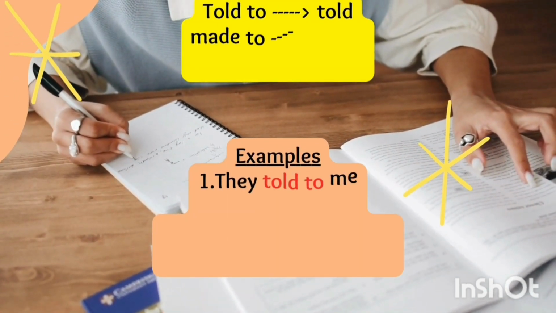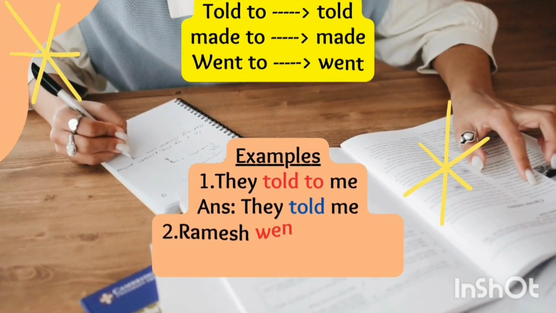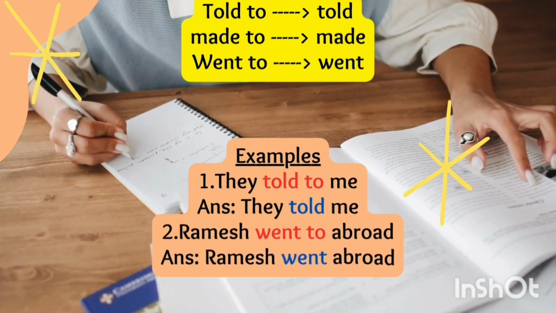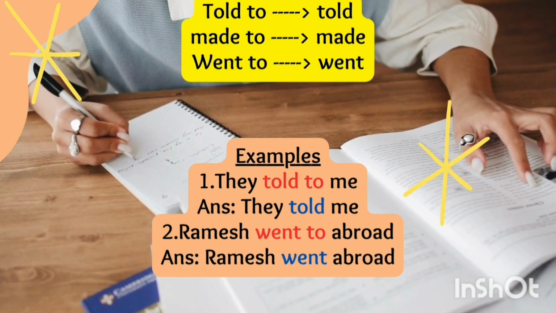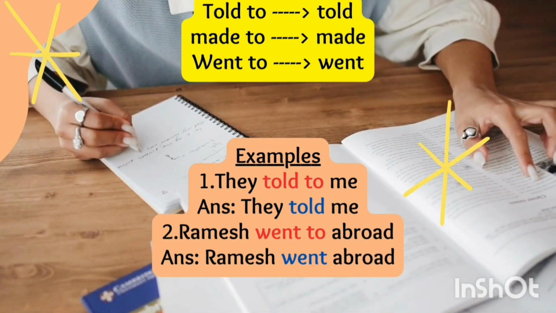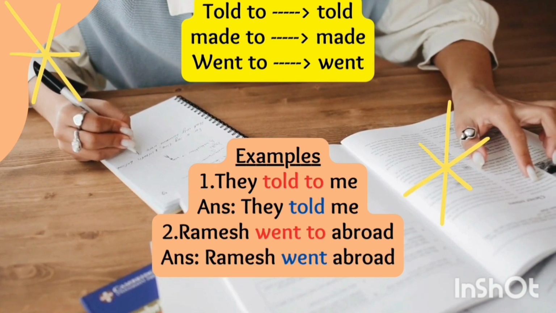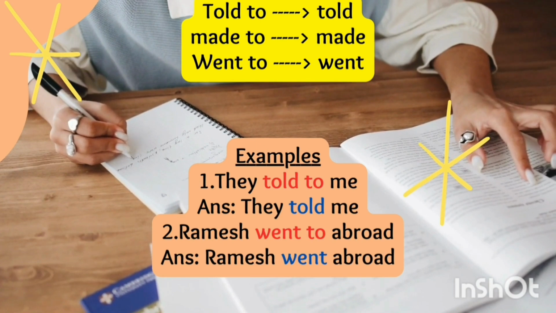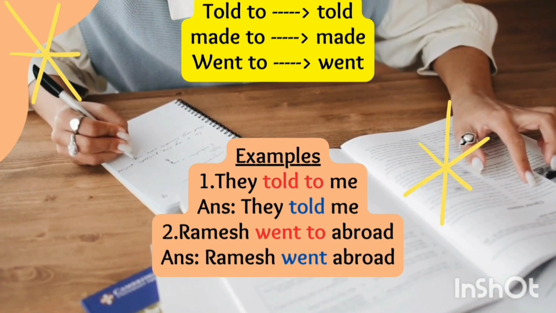If the given sentence consists of told to, made to, went to, then we need to remove "to" from those words. Examples. First one, they told to me. Told to should be replaced by told. Answer, they told me. Second one, Ramesh went to abroad. Went to should be removed. Ramesh went abroad.